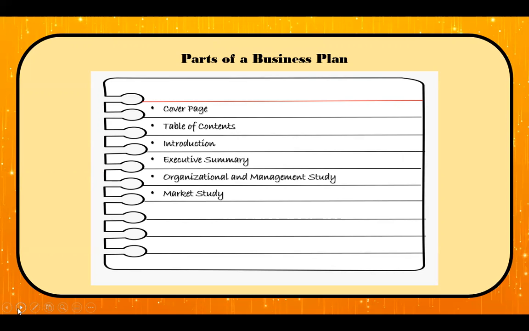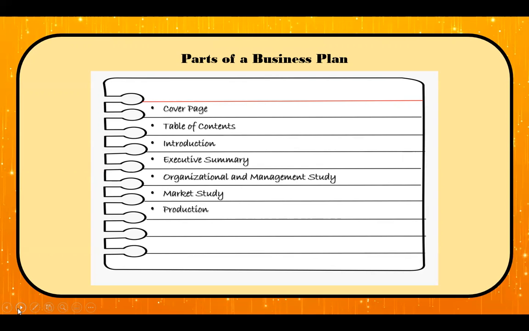We also have the market study. So this provides the data on the description of the market. So demand potential, supply aspects, competitive positioning, proposed marketing program, and its projected sales. We also have the production, of course. So production includes information about the product or service to be produced.